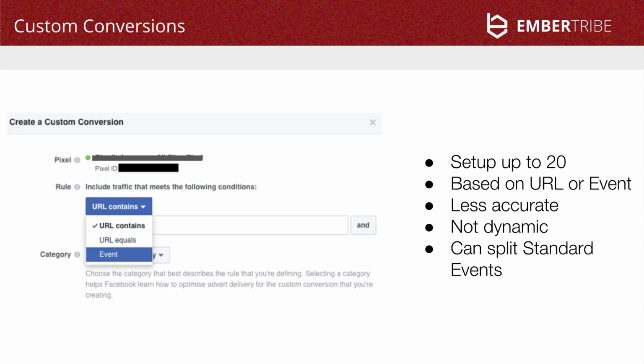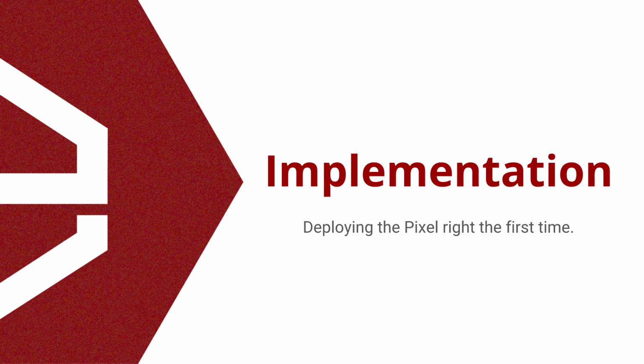So if you want to track leads with a standard event, but then you want to use custom conversions to highlight which of those leads came from certain white papers or certain webinars, you can define that based on a lead event firing on a page with a certain URL. So there are still use cases for custom conversions, but you don't want to make them the core of your pixel tracking setup.